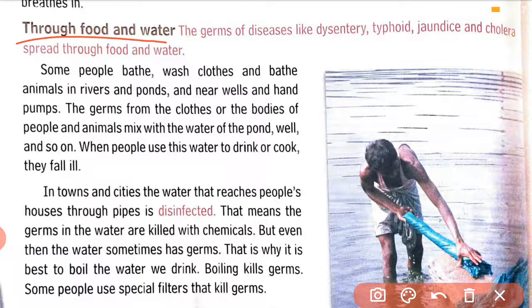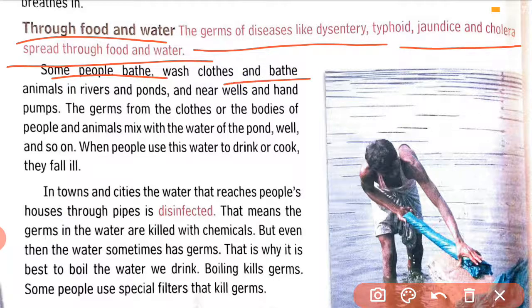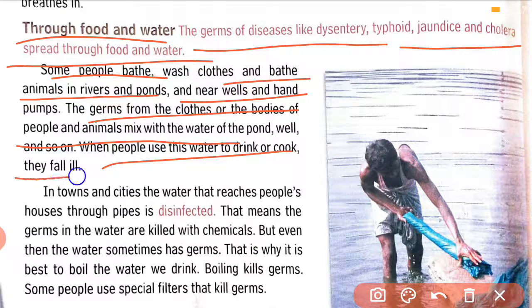Through food and water. The germs of diseases like dysentery, typhoid, jaundice, and cholera spread through food and water. Some people bathe, wash clothes, and bathe animals in rivers and ponds and near wells and hand pumps. The germs from the clothes or the bodies of people and animals mix with the water of the pond, well, and so on. When people use this water to drink or cook, they fall ill.